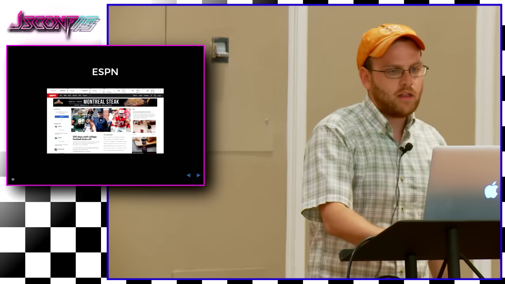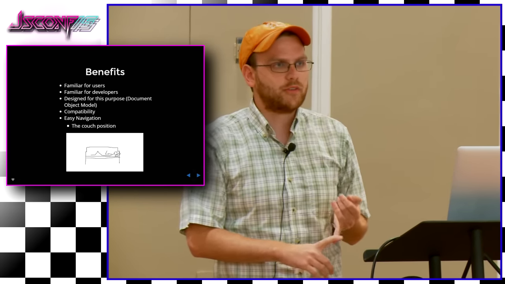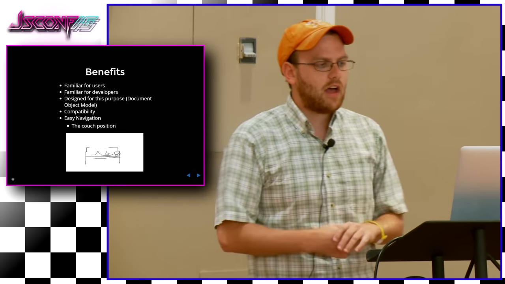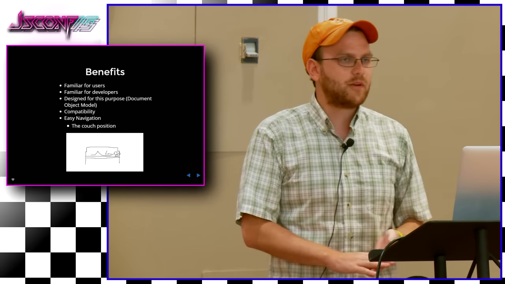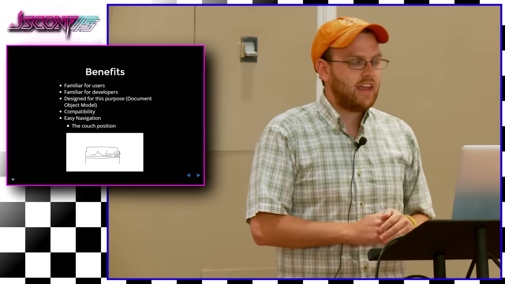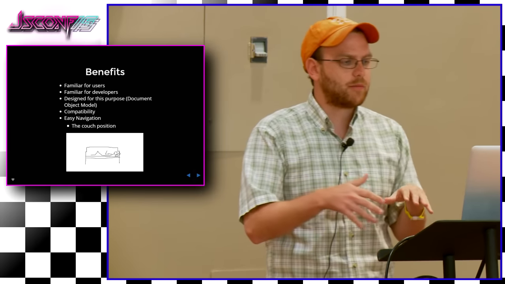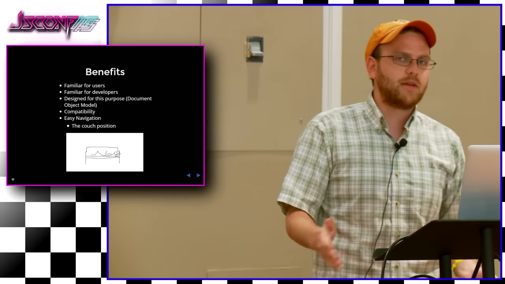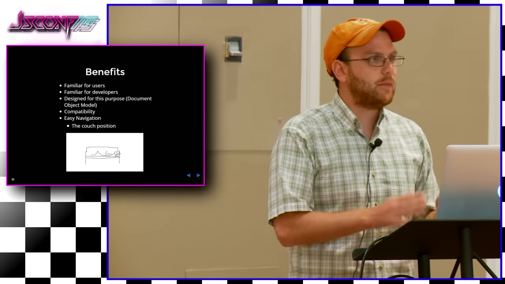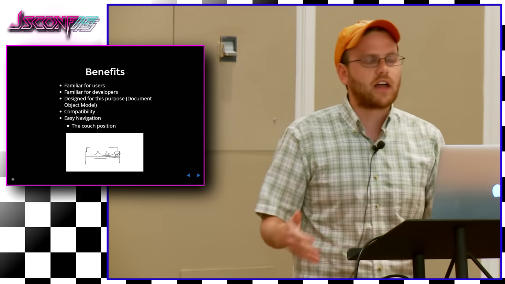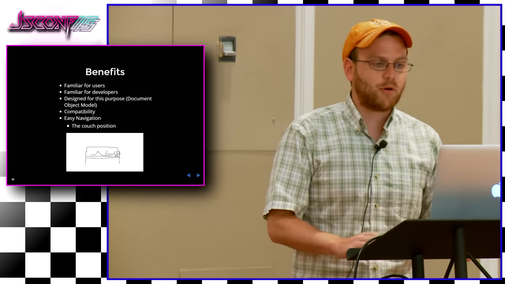So what are the benefits of this? One, it's familiar for users. Users know how to navigate this kind of application. It's familiar for developers. There are no tricks. This stuff has been around for years and years and years, and browsers were literally designed for this particular purpose. There's a reason it's called the document object model. All of our CSS, all the way we do things, is based around the idea of positioning a document on the screen. It's compatible. It'll run everywhere. These things are super, super old.